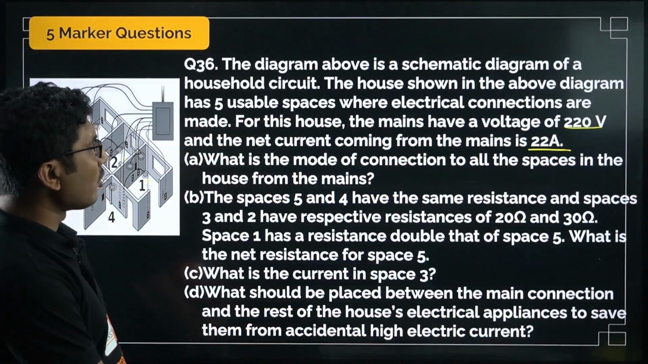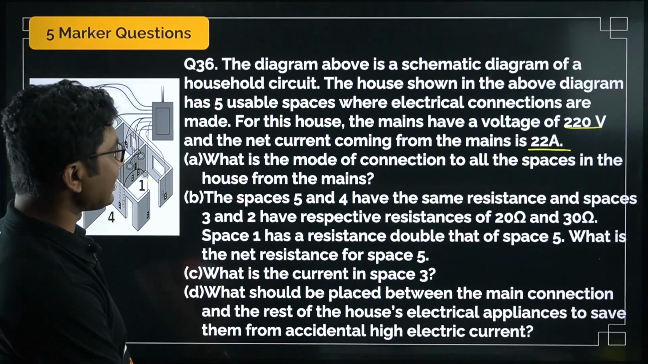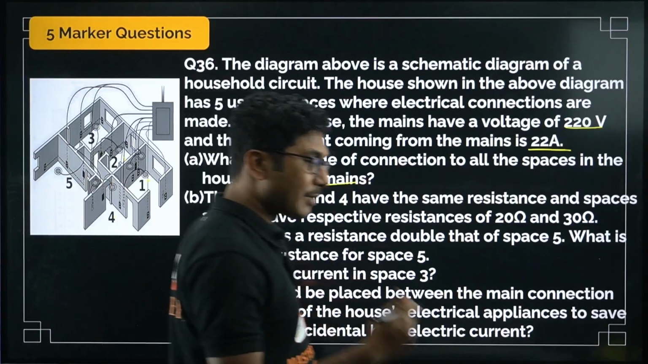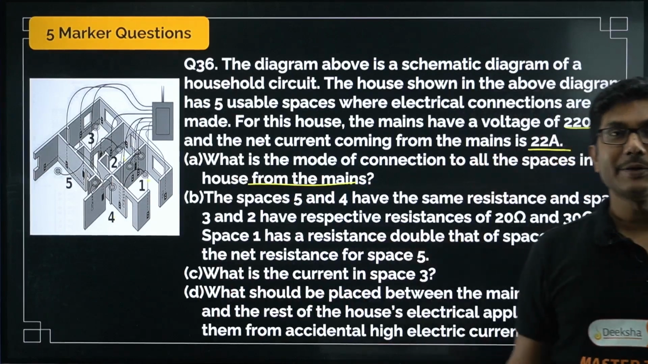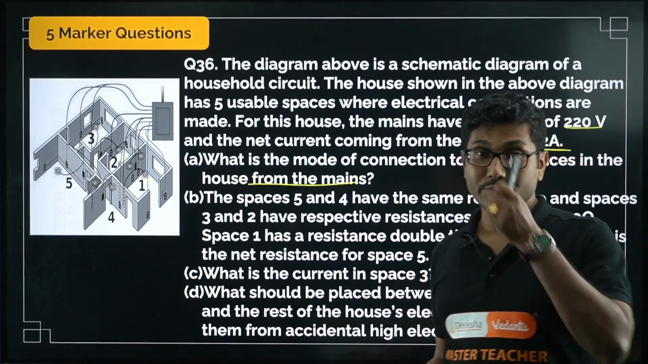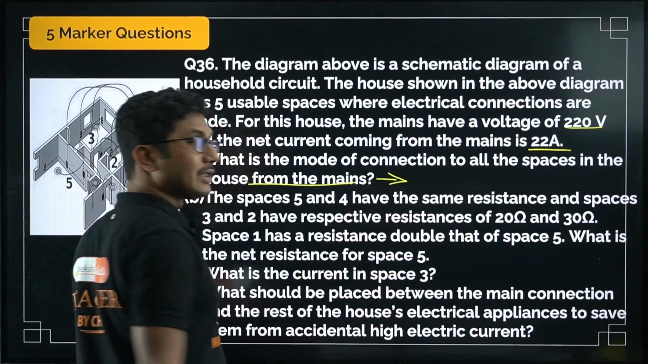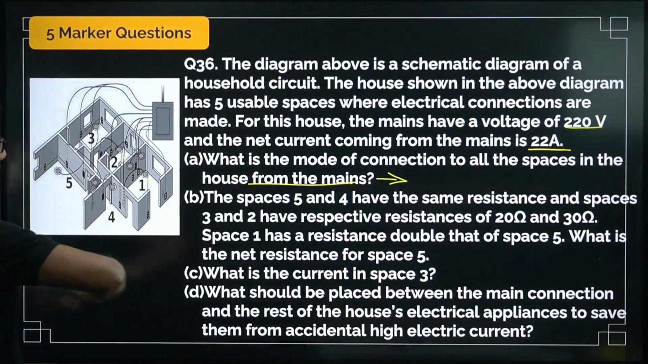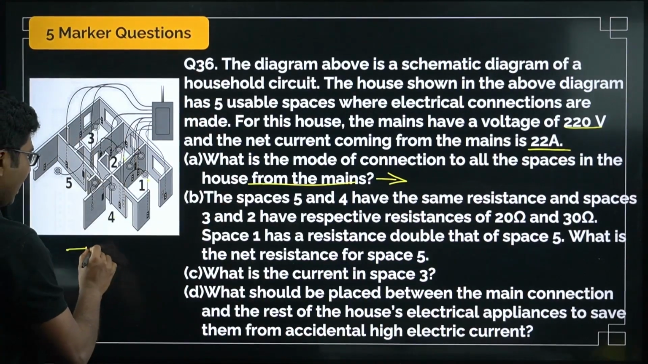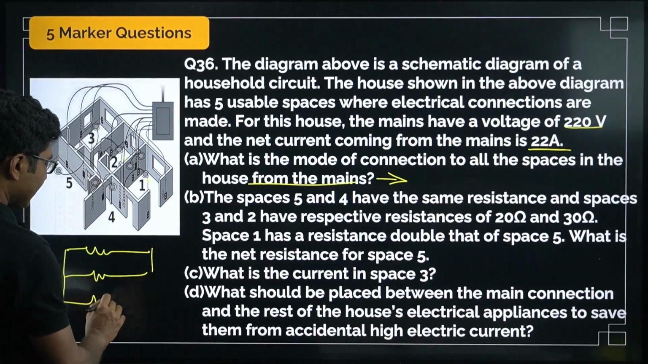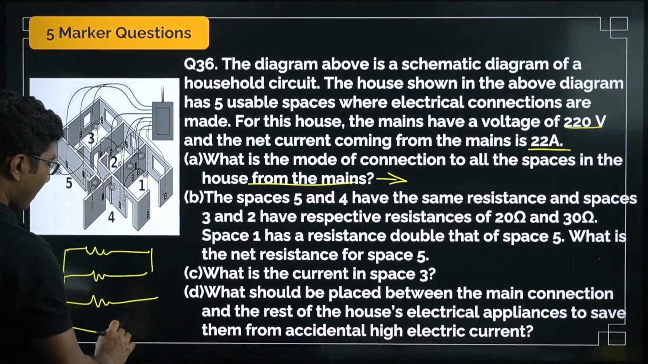What is the mode of the connection to all the spaces in the house from the mains? What type of connection do we use in our household circuit? We use parallel connection, so parallel connection must be the answer. Basically you can replace this entire thing with 5 resistors connected in parallel, one by one.